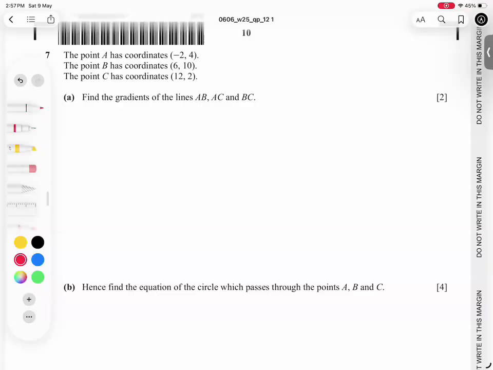Question number 7, students, we have the points A, B, C given. You can see clearly A, B, C given. So job number 1, gradients of lines AB, AC, and BC. First, the gradient of line AB: y2 minus y1 over x2 minus x1. I'm getting 6 over 8, so 3 over 4.